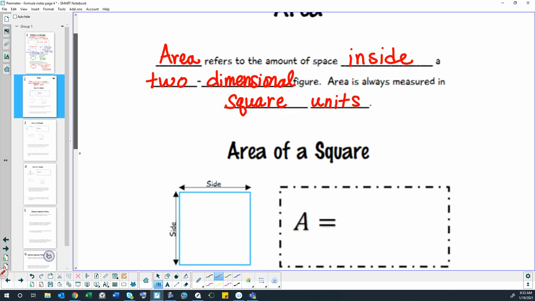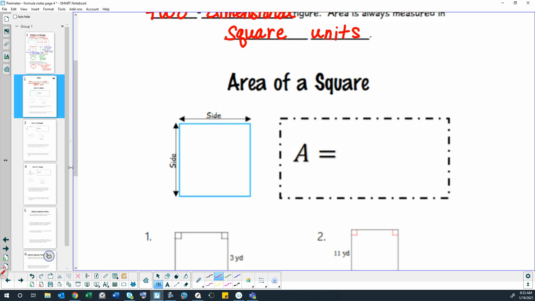Okay, so let's start with the formula for the area of a square. A square is just a special kind of rectangle where the two sides are the same length. So instead of having to differentiate between one length and another length, they're both the same. So we just say it's this side times that side, so side squared. And that side squared just means we're going to multiply the side times the side.